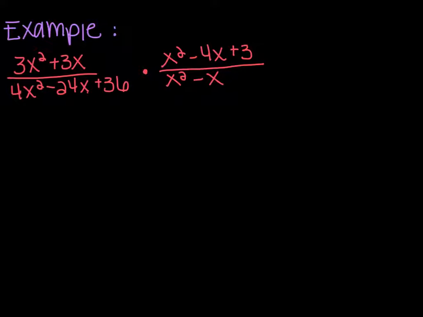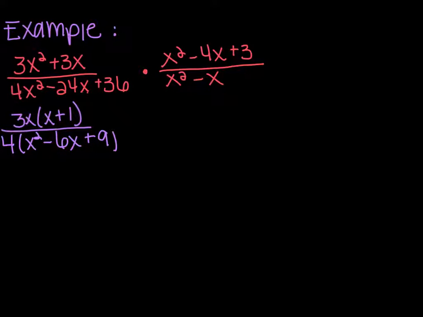So 3x squared plus 3x, I can factor out a 3x, and I'm left with x plus 1. In the denominator there, I'm going to factor out a 4, and I'm left with x squared minus 6x plus 9. And I'm going to leave it that way for just a moment, and I'm going to do the other side now.